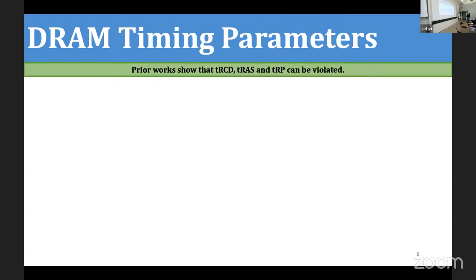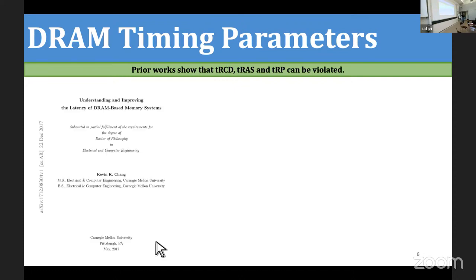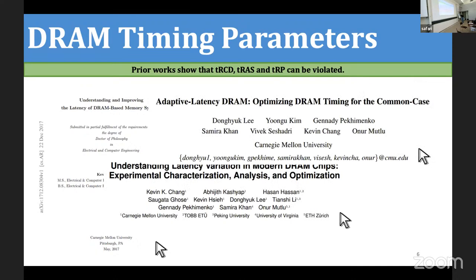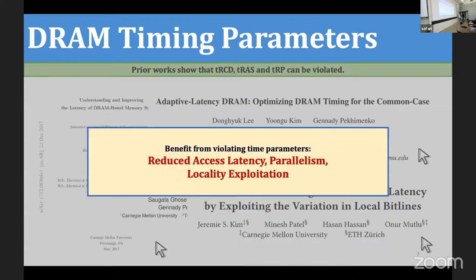So now, let's talk about timing parameters. Prior works show that we can violate these timings. Here are some papers. By doing so, we have some benefits, such as reduced access latency, and better parallelism and locality exploitation.